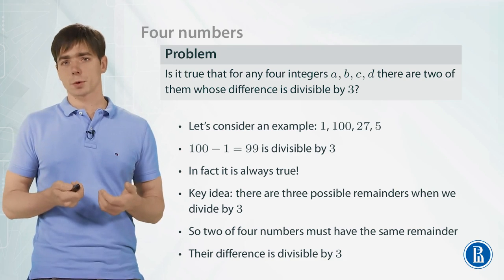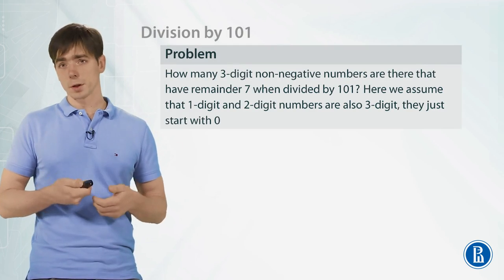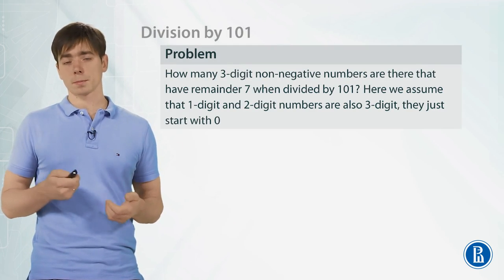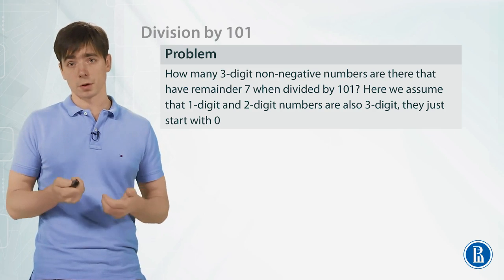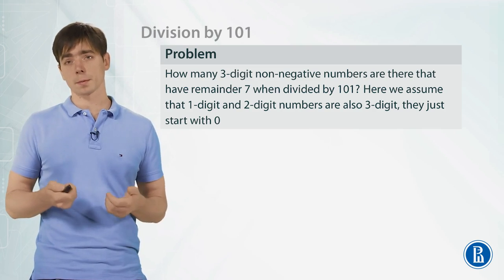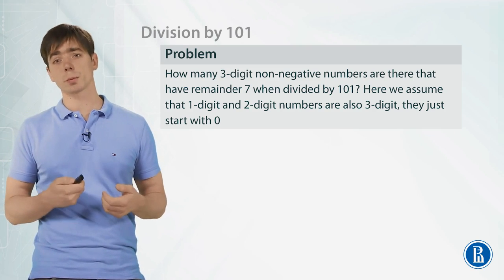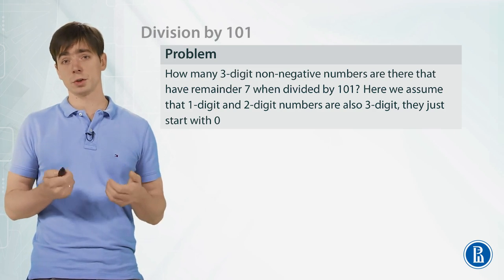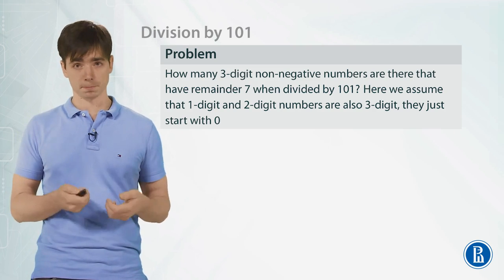Let's consider the next problem. Consider 3-digit non-negative numbers, and the question is the following. Suppose we are trying to divide them by 101. How many of the numbers will have the remainder 7 if we divide them by 101? In this problem we assume that 1-digit numbers and 2-digit numbers are also 3-digit numbers. We just start with zeros. So 3-digit numbers are numbers from 0 to 999.